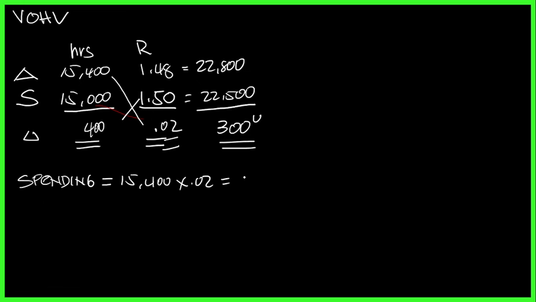308, which is favorable. Okay, that's favorable. What about your efficiency variance? This is your efficiency variance. 400, okay, times 1.5. And this is 600. Oh, this one is unfavorable.